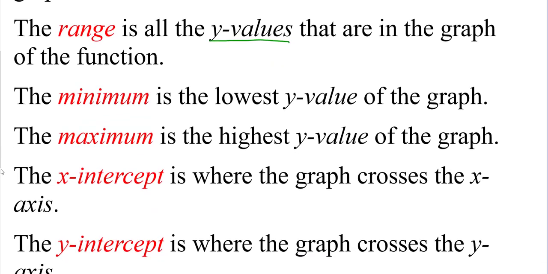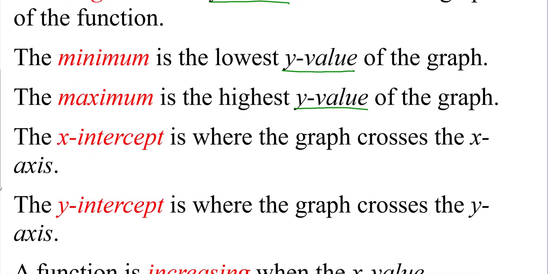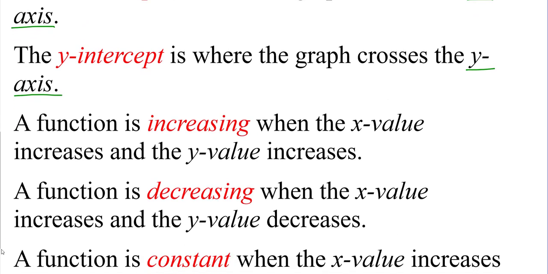Okay, this part might be new. We have what we call a minimum and a maximum. The minimum is our lowest y value. So we are thinking about the y values with our minimum and our maximum, and the maximum is the highest y value. Moving forward, x-intercept and y-intercept, we've seen these before. Just remember the x-intercept is where we cross the x-axis, and the y-intercept is where we cross the y-axis.